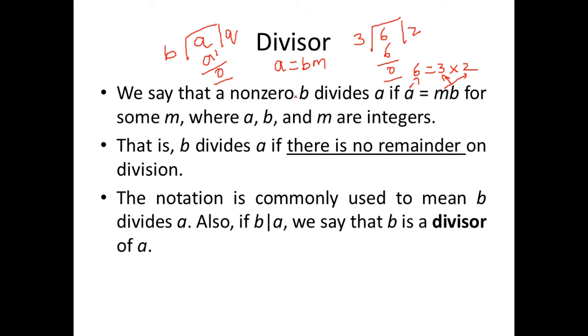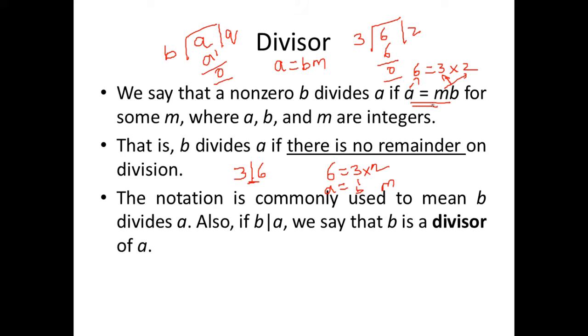We say that a non-zero b divides a if a is equal to mb for some m where a, b and m are integers. We say b divides a if there is no remainder on the division. So when you have something like this, we can say 3 divides 6. So this is the notation. It's not 3 by 6, it's 3 divides 6. Why do we say 3 divides 6? Because there is no remainder upon this division. And we can also represent 6 is equal to 3 into 2, where 3 is b and 2 is m. So this is like a is equal to bm.